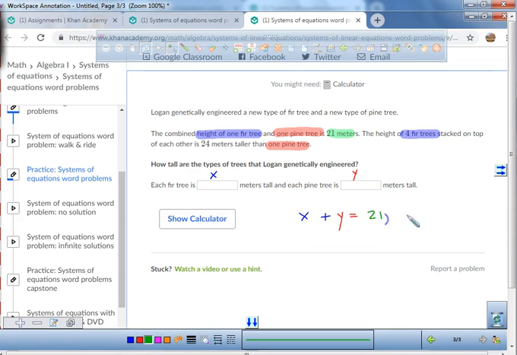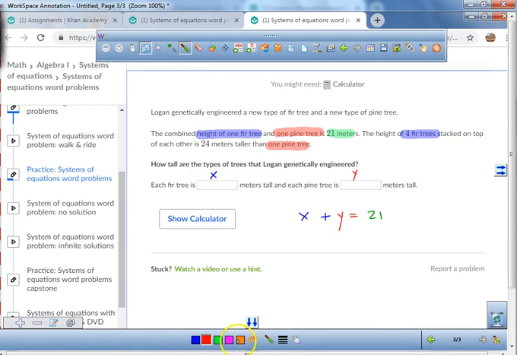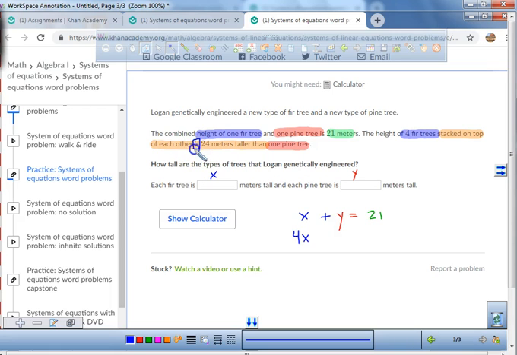That's the easy one. The hard sentence is this one right here. 4 fir trees stacked on top of each other is 24 meters taller than one pine tree. So I'm highlighting 4 fir trees. You're right. So we're going to put 4x. Now, you see this word right here? This is a very important word.